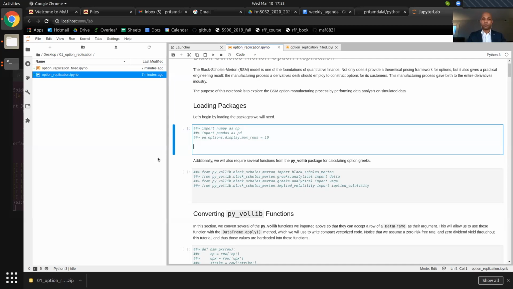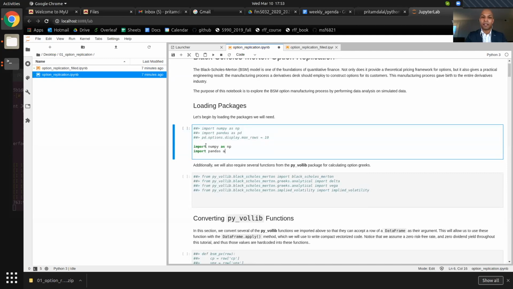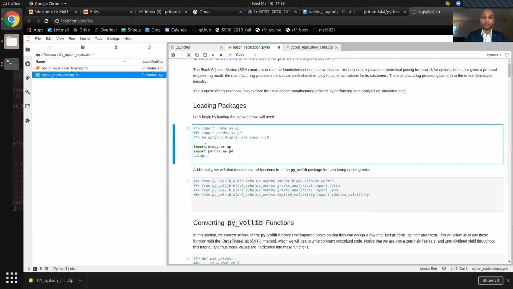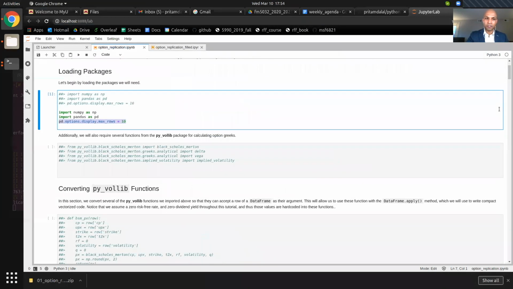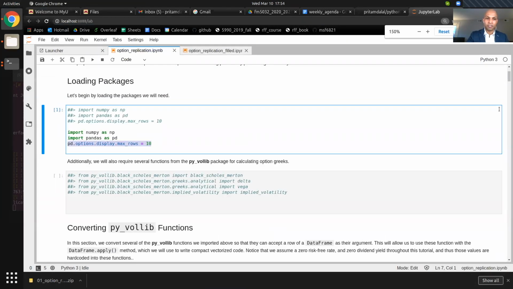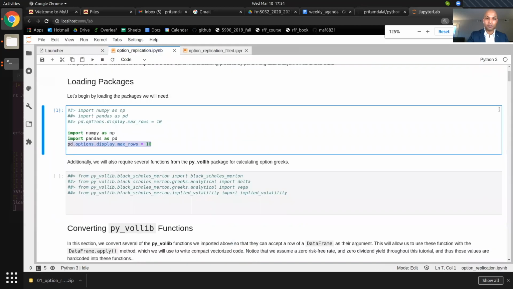So we begin everything by always importing the packages that we need. We're going to import NumPy as np, import Pandas as pd, and pd.options.display.max_rows equals 10. This last line is just to make things prettier, so I display 10 rows every time I print a data frame. And let me also increase the size here. Hopefully that makes it a little bit easier to read.